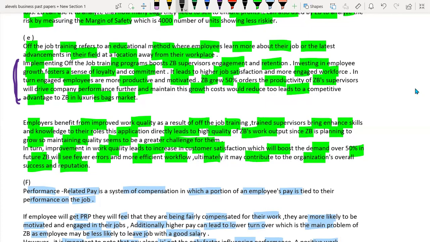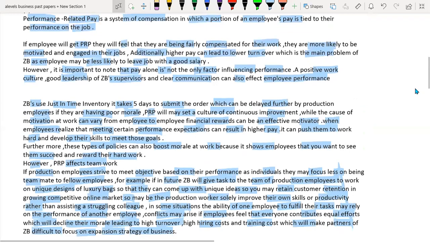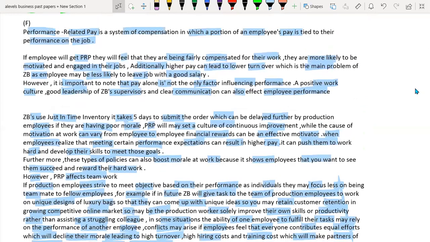And the last question was about whether ZB should apply PRP, the performance related pay, for their production labors or not. Again, first of all, you have to write the PRP definition. Performance related pay is a system of compensation in which a portion of an employee's pay is tied to their performance on the job.